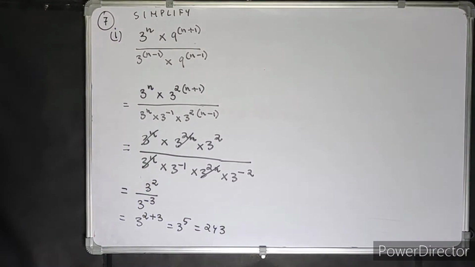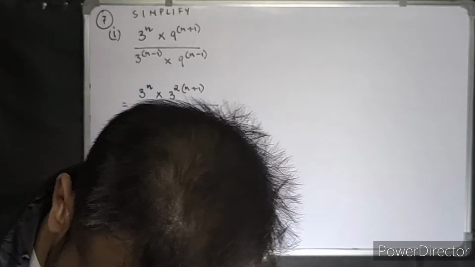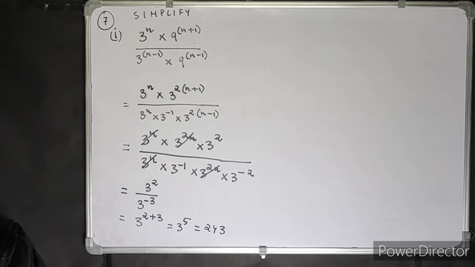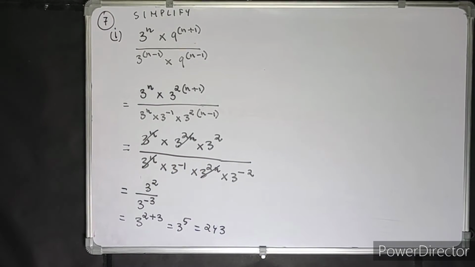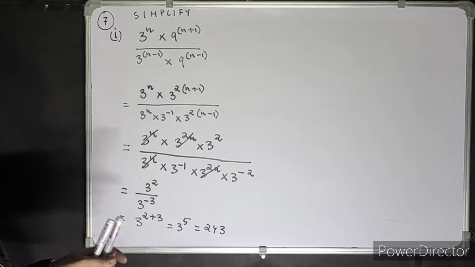3 to the power 5 is 243. Question number 7 part 1, let's check this answer. The previous one was proving, so no answer for that. There is a printing mistake in the answer: it is given as 6 part 1. 7 part 1 is 243, and 6 part 1 has no answer.